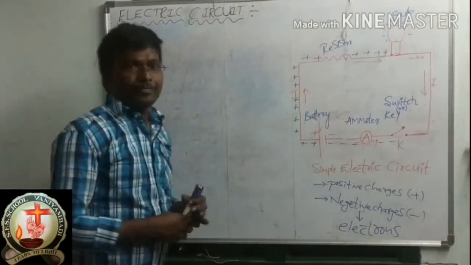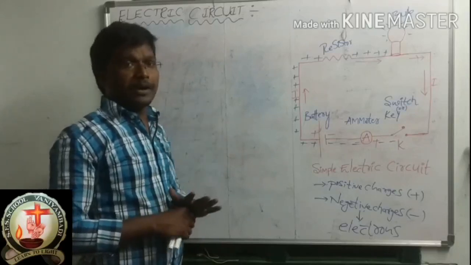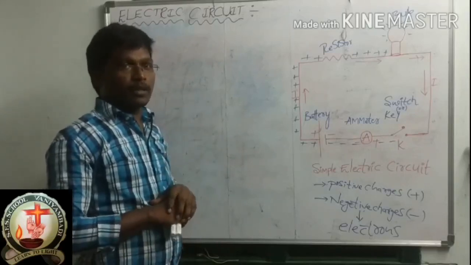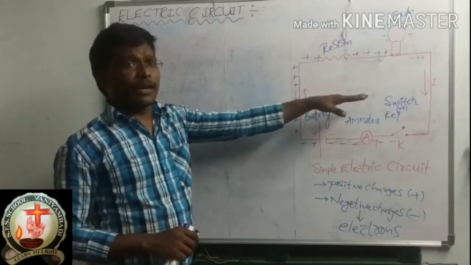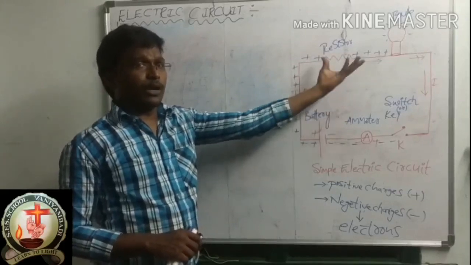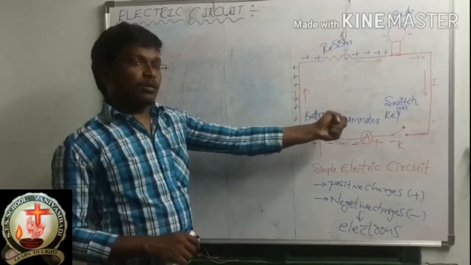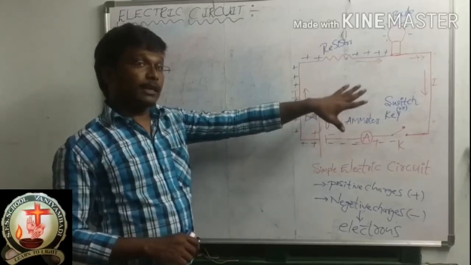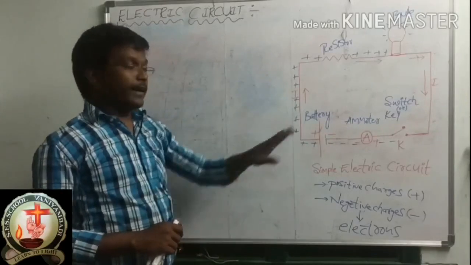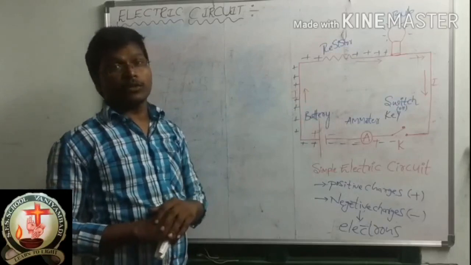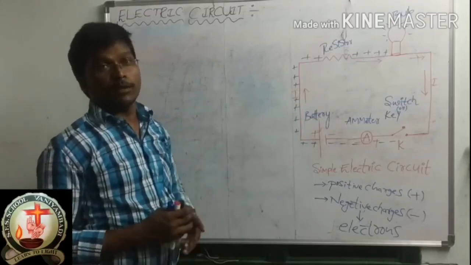Okay. Here I will explain one important point. Please remember, this is the simple electrical circuit. In this simple electrical circuit, I explained how the bulb is glowing and how the bulb is going off. I told you already. Now I am going to find the direction of the current in this electrical circuit. What is the direction of the current? Okay, just remember.